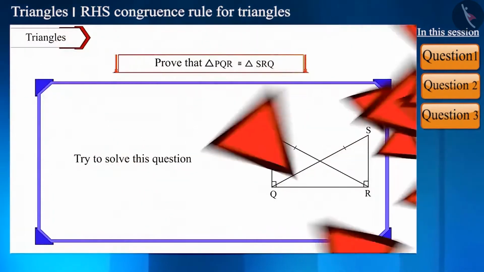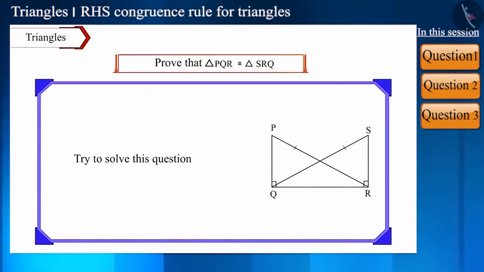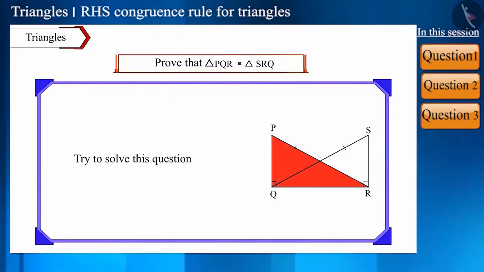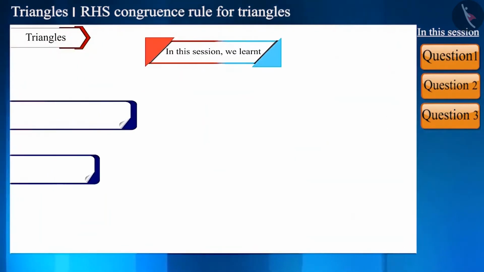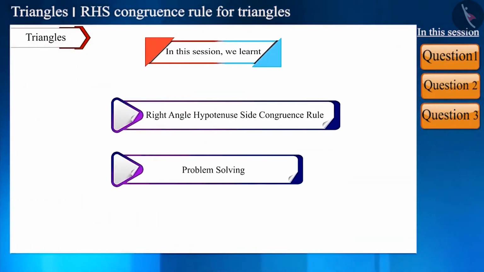Now try to solve this question. With the help of the figure, prove that triangle PQR is congruent to triangle SRQ when PR is equal to SQ. So friends, in this session we solved a few questions based on the right angle hypotenuse side congruence rule.